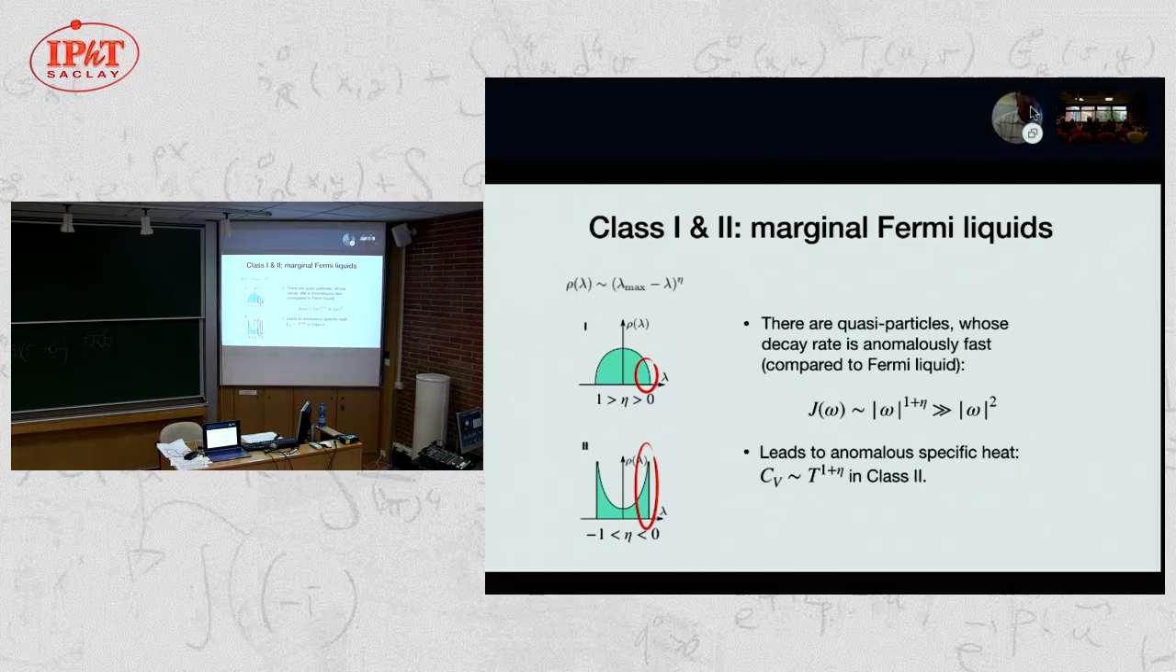That has a few consequences. For instance, in class 2, we can show that the specific heat is not linear in temperature at low temperature, but has actually a smaller power. So you have an enormously large specific heat. Also, the quantum Lyapunov exponent is given by the quasi-particle decay rate. So it's temperature to the power of 1 plus eta in class 1 and proportional to temperature in class 2. However, the bottom line is although they are not maximally chaotic, they are more chaotic than a Fermi liquid, and moreover you can interpolate between more chaotic and less chaotic by going from class 2 to class 1 by tuning the density of states near the maximum.